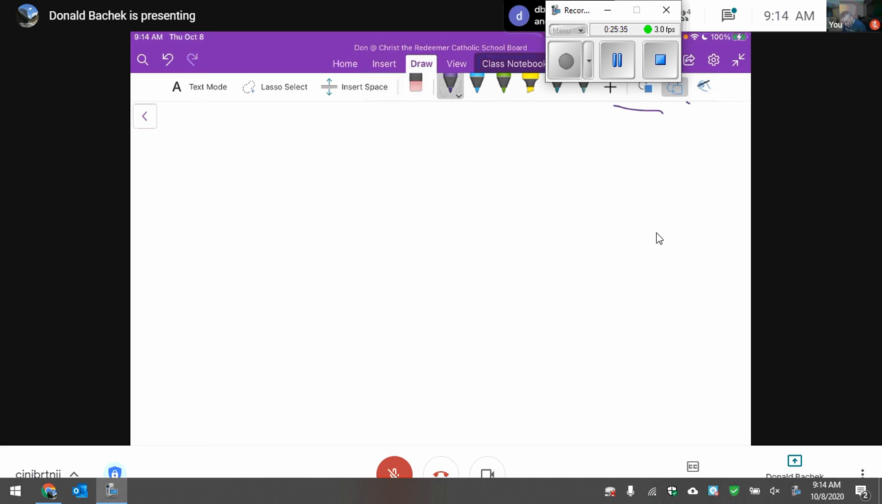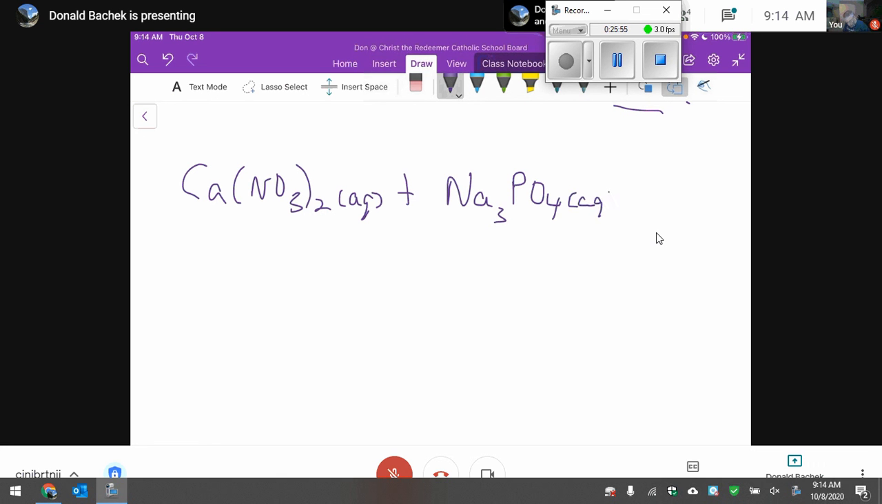Calcium nitrate solution. So calcium nitrate. Calcium is a 2+, nitrate's a 1-, solution, so we'll put AQ here. And sodium phosphate, 1+, 3-, yes. And we will get, as a result, metals switch places, so sodium nitrate and calcium phosphate. And calcium is a 2+, and phosphate's a 3-, so the old switcheroo there.